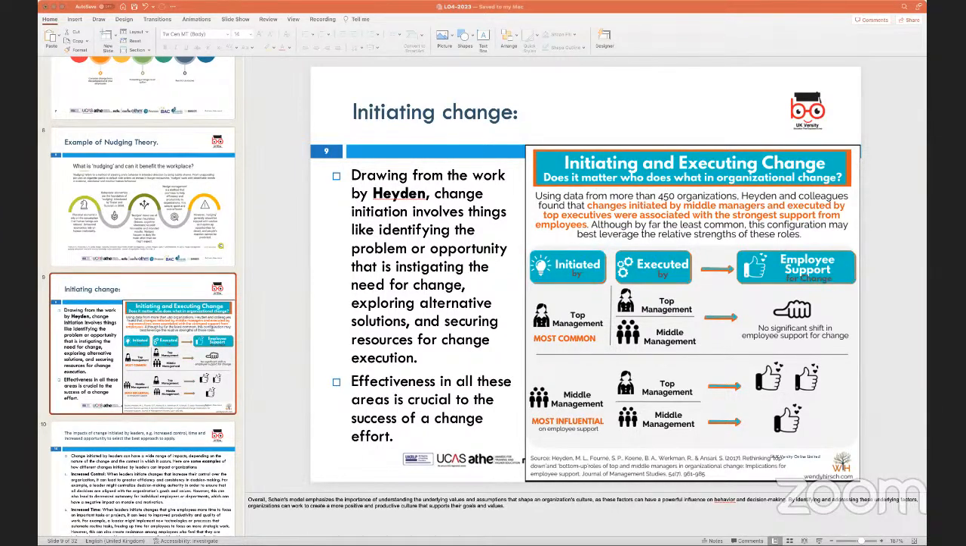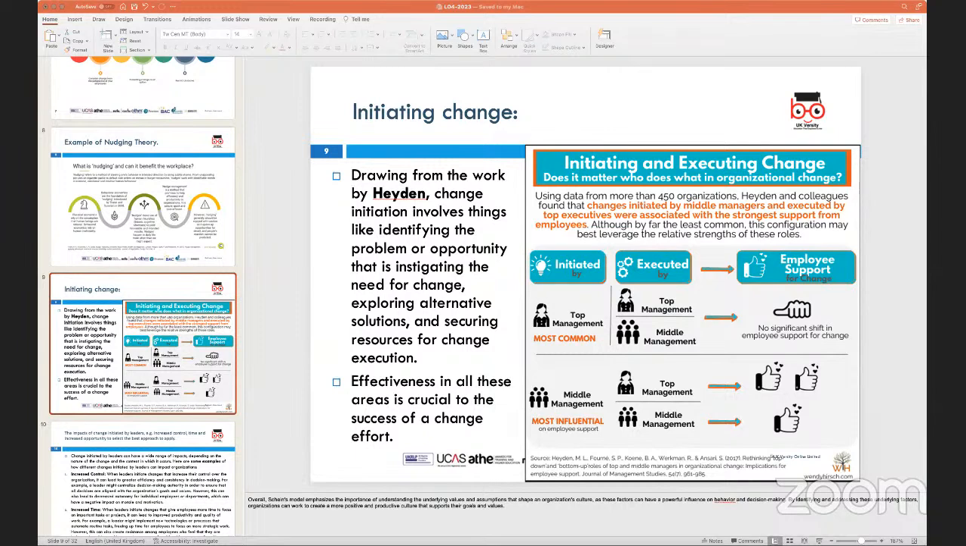Now, when change is sometimes driven from top management, what tends to happen is that it could in some circumstances not be clearly acceptable by people down the chain. That means in the middle management and in the lower management, or people within the frontline services.